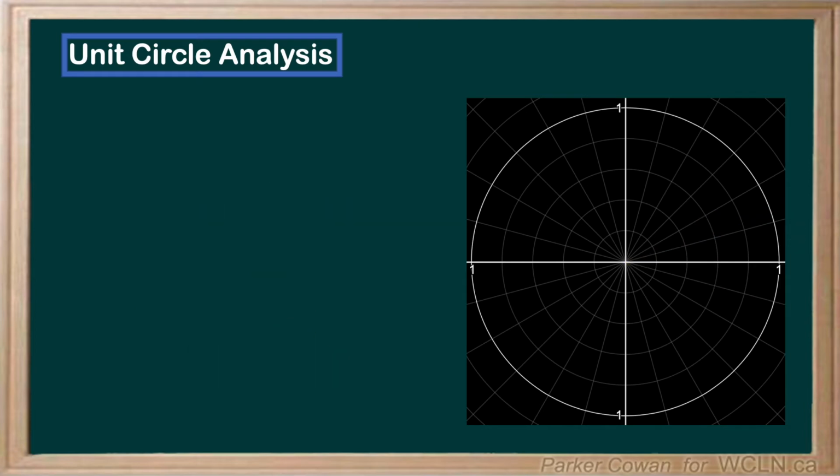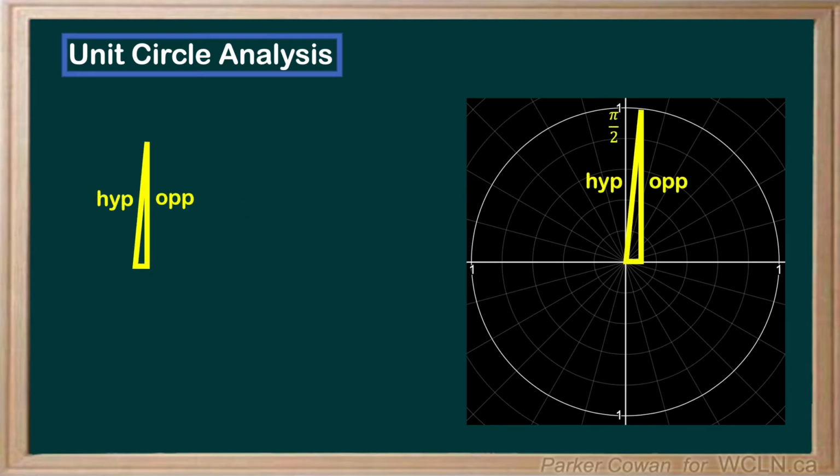The same can be done in the opposite direction. As theta approaches 90 degrees, or pi over 2 as we just learned, we see the adjacent side shrink to 0, and the hypotenuse now becomes roughly equal to the opposite side. Applying this to our unit circle, we see that the opposite and hypotenuse sides at pi over 2 must be equal to 1. This time, sine pi over 2 is going to be equal to 1 over 1.